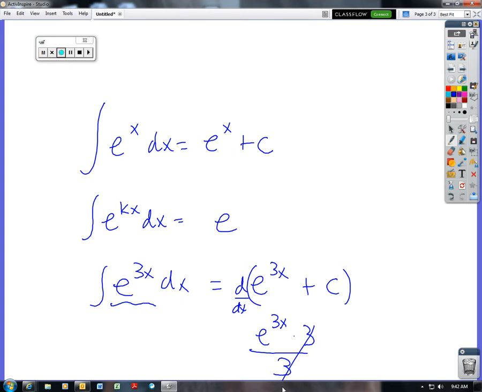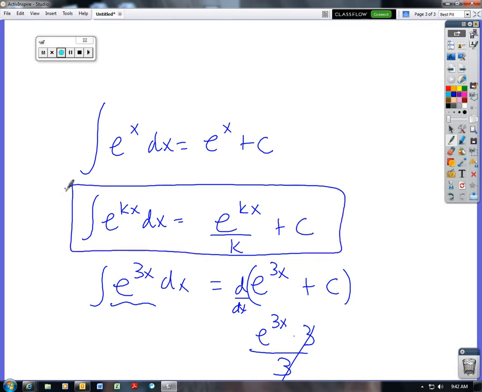So the rule for e to the kx dx is e to the kx divided by k plus c. So this one's a little more helpful than the one that they have in the book.